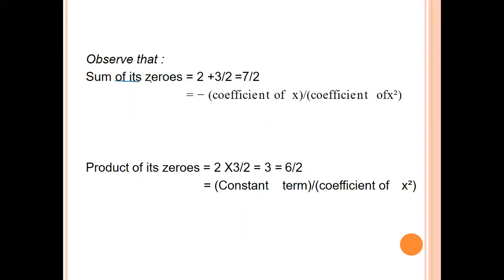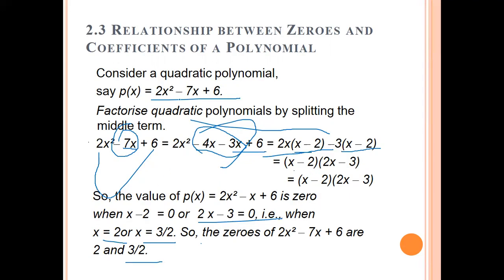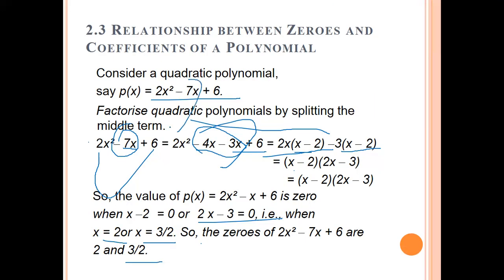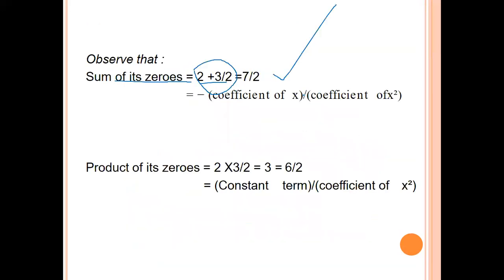Observe the sum of its zeros. Now we add these two and we get 7/2. In terms of coefficients, we take −(coefficient of x) upon coefficient of x². The coefficient of x is −7, so minus of that is 7, and the coefficient of x² is 2. Again the answer is 7/2, which means this is the relationship.